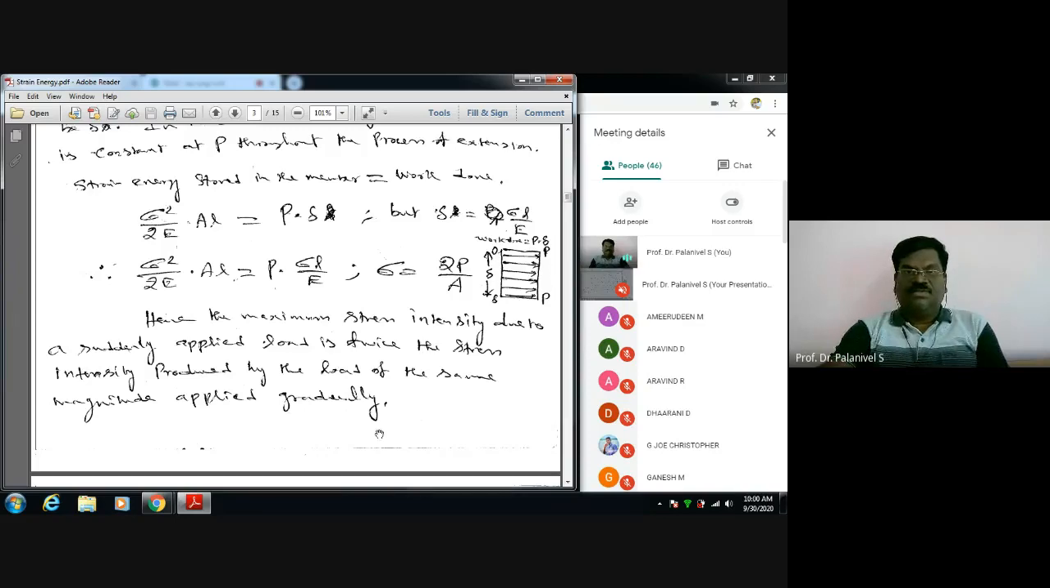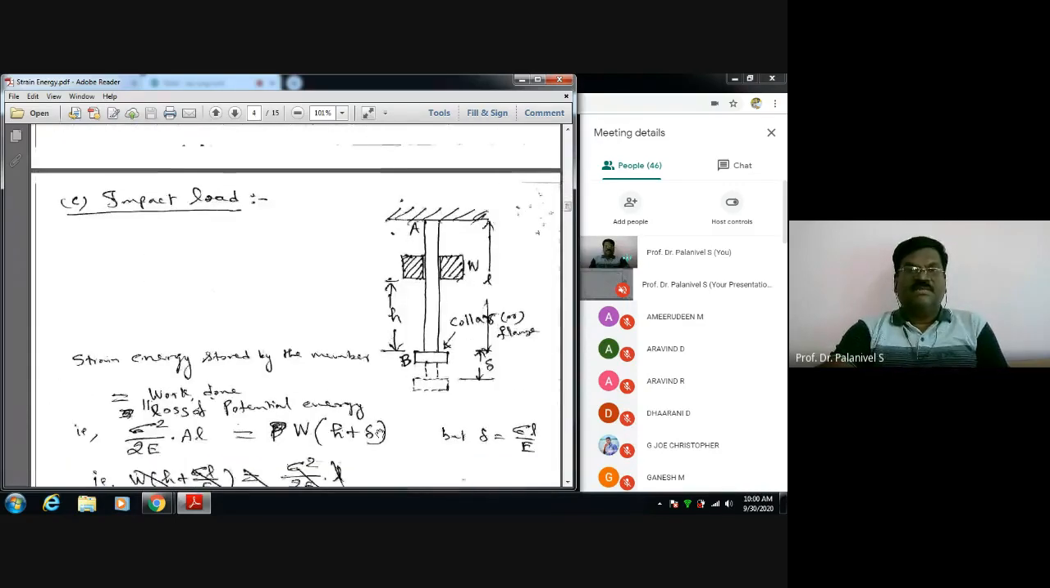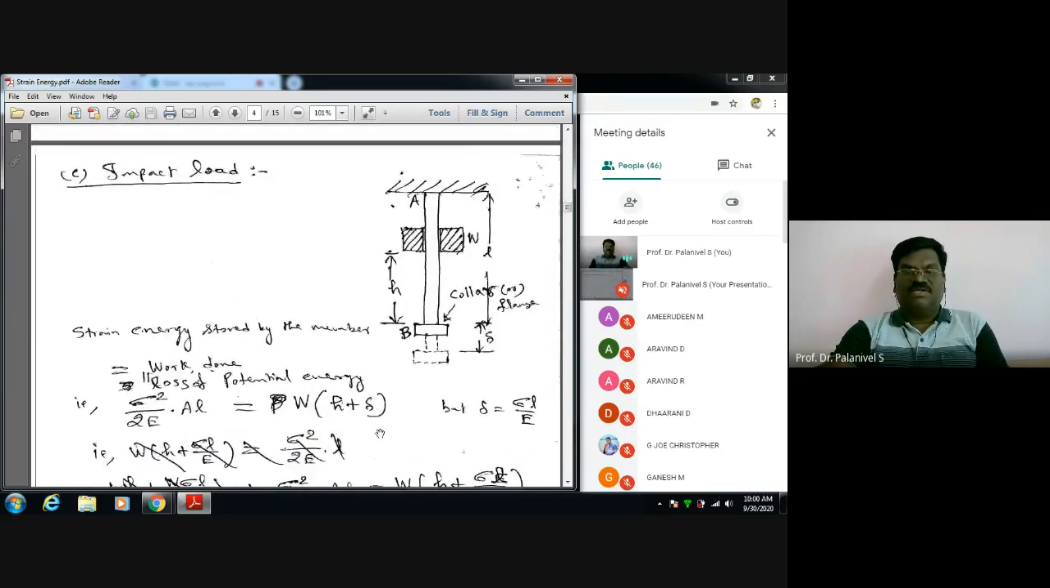So that is the conclusion we made. Next, impact load. I am coming to impact load. It's a very interesting case, right? So you'll be getting some problems with the impact load. So we have the same bar, just some provision is there, so the weight can slide along the bar and fall down.